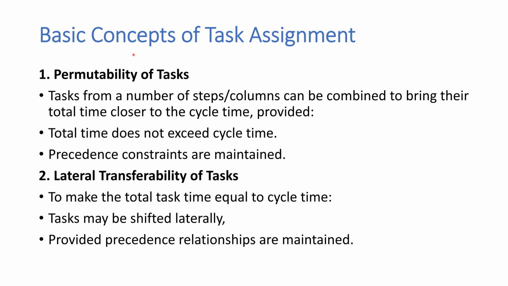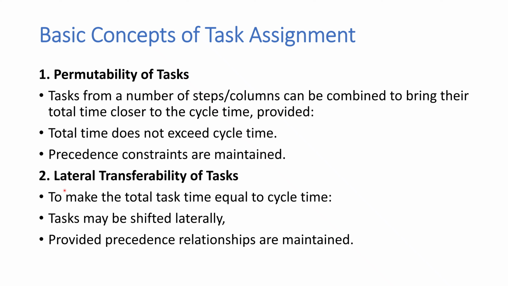So we have to assign tasks to each workstation. The first step is permutability of tasks. Tasks from a number of steps can be combined to bring the total time closer to the cycle time, provided the total time does not exceed the cycle time and precedence constraints are maintained. That means we can combine two or more tasks, but the cycle time, that is 10 minutes in this case, should not be exceeded, and the precedence constraints given in the precedence diagram should be maintained.